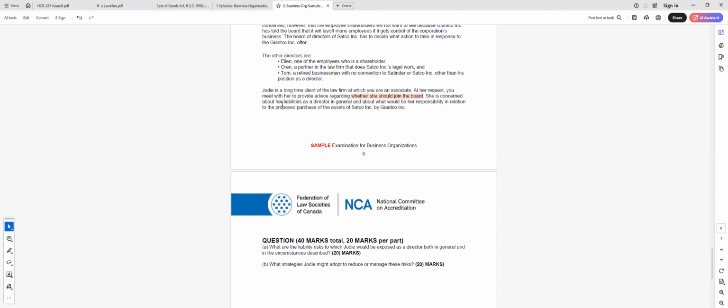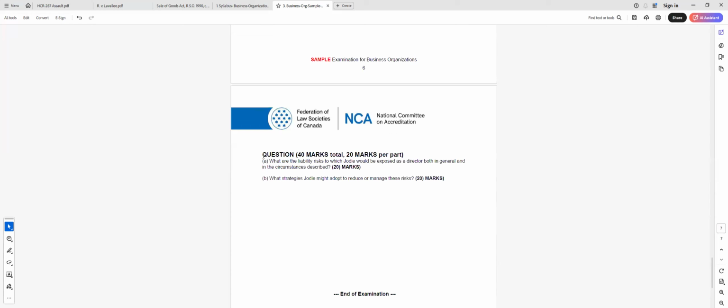She is concerned about her liabilities as a director in general and about what would be her responsibility in relation to the proposed purchase of the assets of this by another company. So another company जब purchase करेगा इसके asset को, तो उनका responsibility क्या होगा. So again, this is corporation का, वहां से he है, and as a director, what would be her role and what would be her responsibility and liability, that will be same.